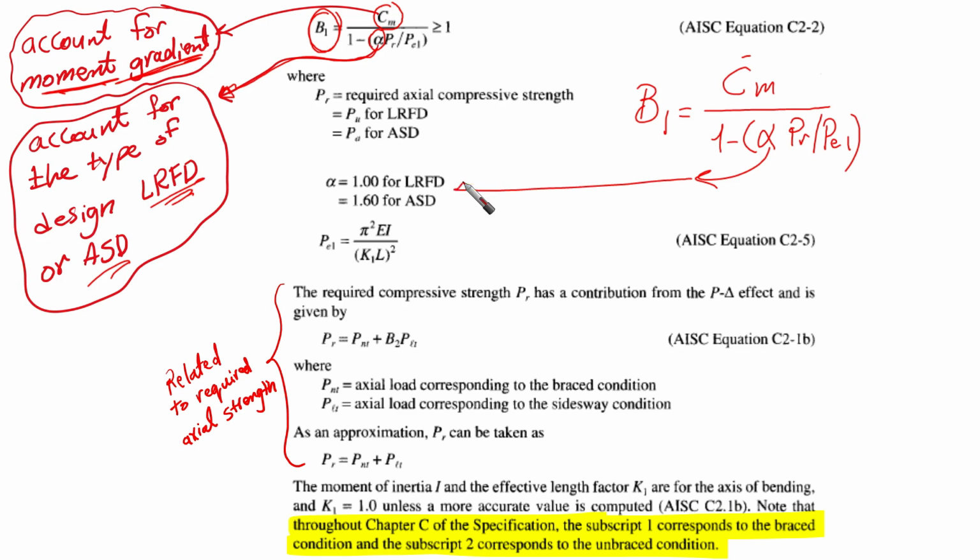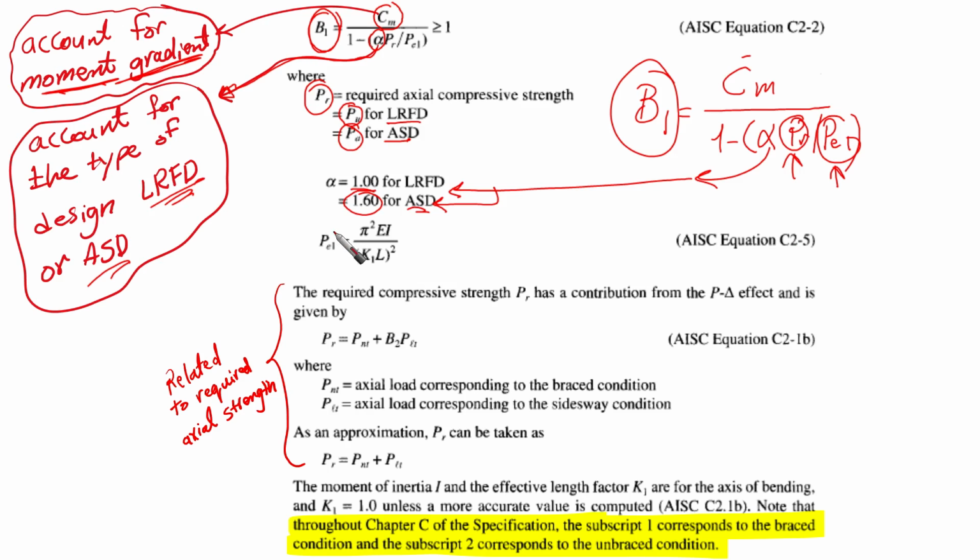If it's LRFD, then it is 1 as usual, because we have obtained B1 based on factored load. If not, for example if we use ASD, then we're going to use 1.6 for alpha. And then PR and PE1: PR is the required axial load, and PE1 is the Euler load. And this PR is going to be whether P ultimate for LRFD or P actual or applied for ASD. This is the PR that we are going to use here.